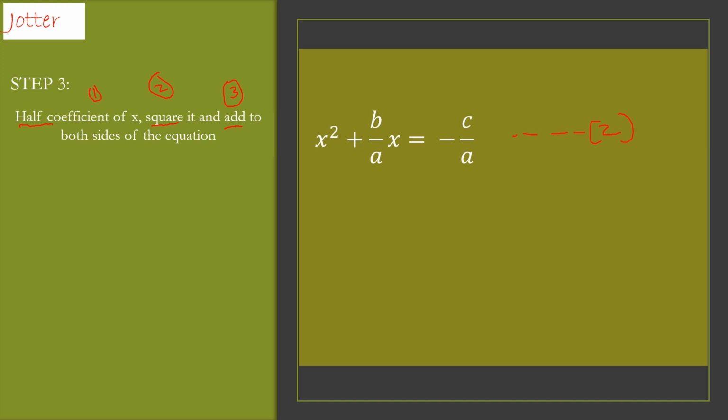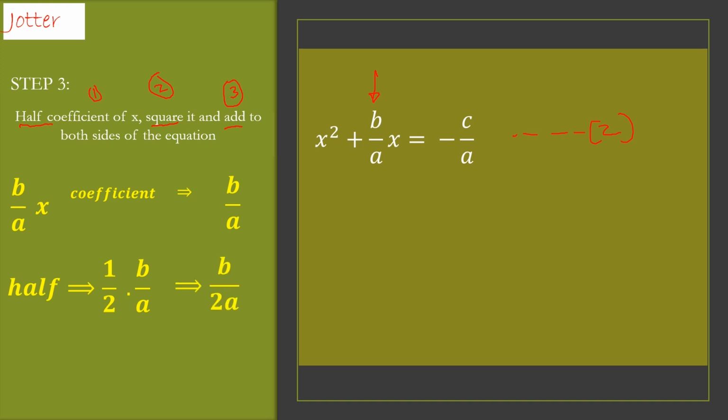So the first one is to take the coefficient of x. What is the coefficient of x? Like we said, if we remove x, not x squared, x, we are going to have b over a. So the coefficient of x is going to give us b over a. Then we're going to do half of it, which means we multiply b over a by half. And that gives us b over 2a.